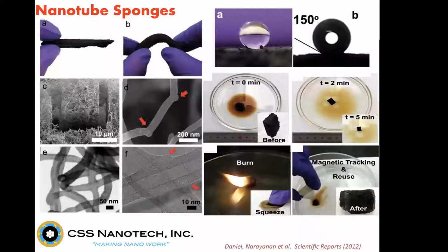So you can basically suck and burn the oil, or you can squeeze it. It is a very, very mechanically robust sponge, so you can squeeze the oil out and take the oil back and reuse the sponge, and also it's magnetically trackable. Now we have a company based on that, but that doesn't matter.